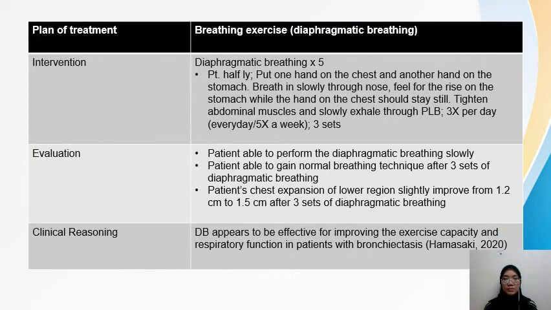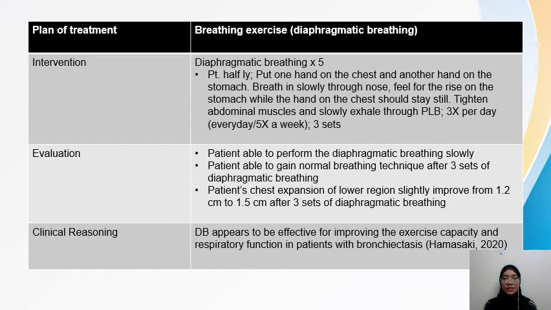The next one is breathing exercise, which is the diaphragmatic breathing. Patient in half-lying, put one hand on the chest and another hand on the stomach. Breathe in slowly through nose and feel for the rise on the stomach while the hand on the chest should stay still. Tighten the abdominal muscle and slowly exhale through pursed lip breathing. Patient will repeat this exercise 3 times per day for 3 sets.